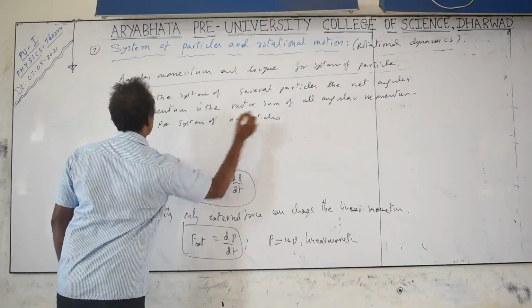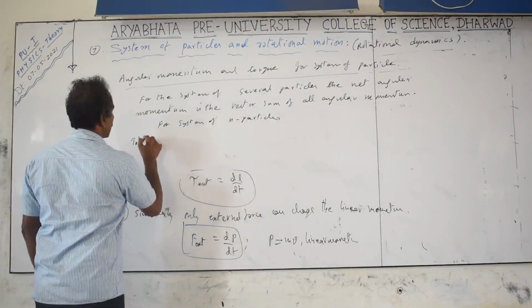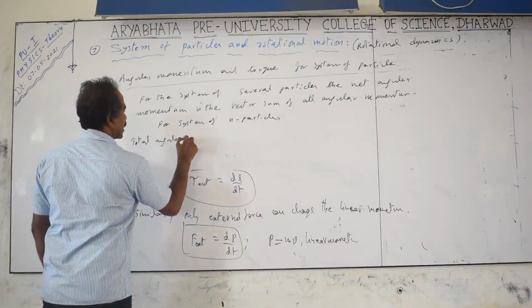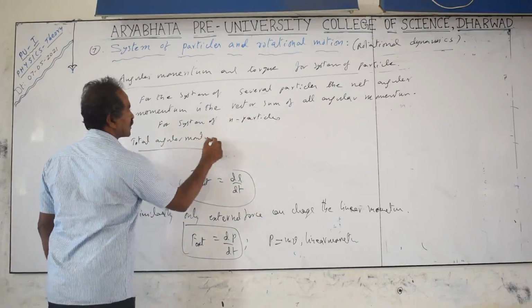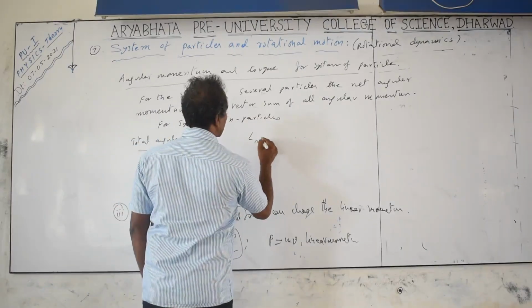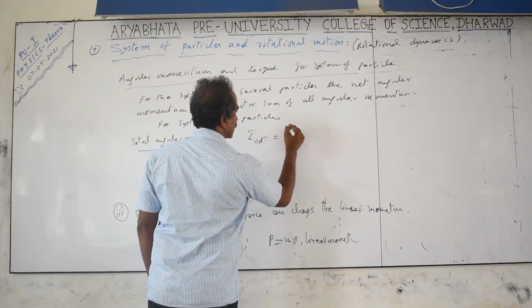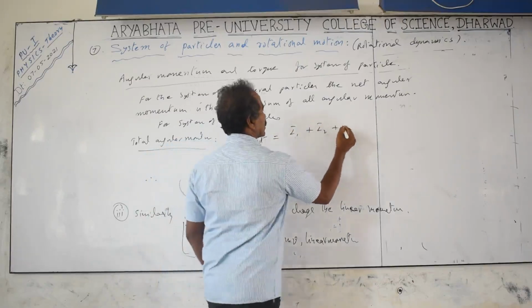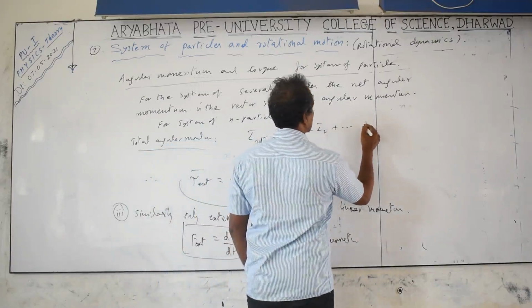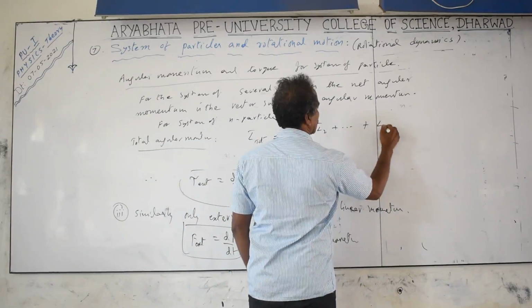If you take n particles, for a system of n particles, the total angular momentum L total is equal to, in vector form, L1 bar plus L2 bar, and so on, plus Ln bar.